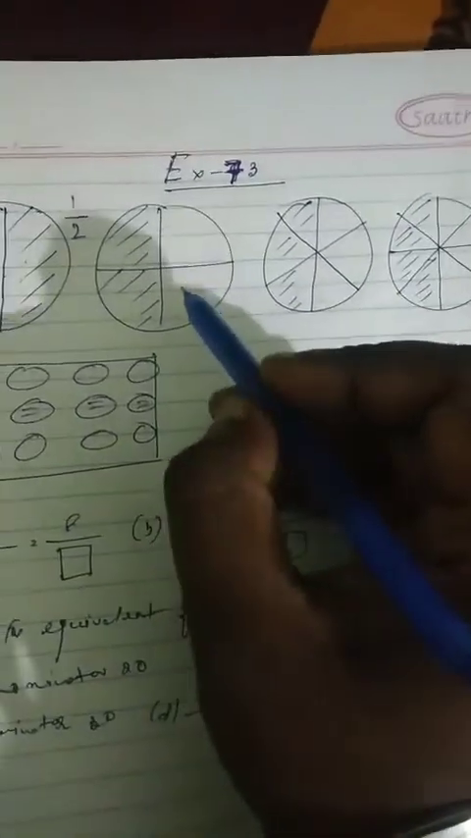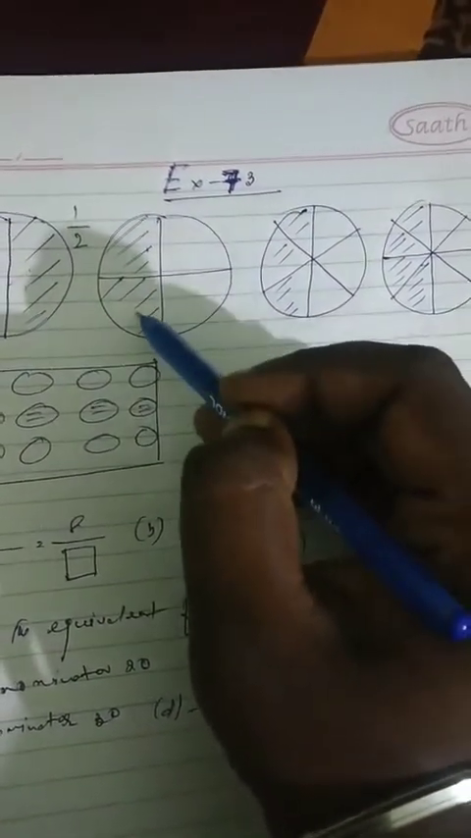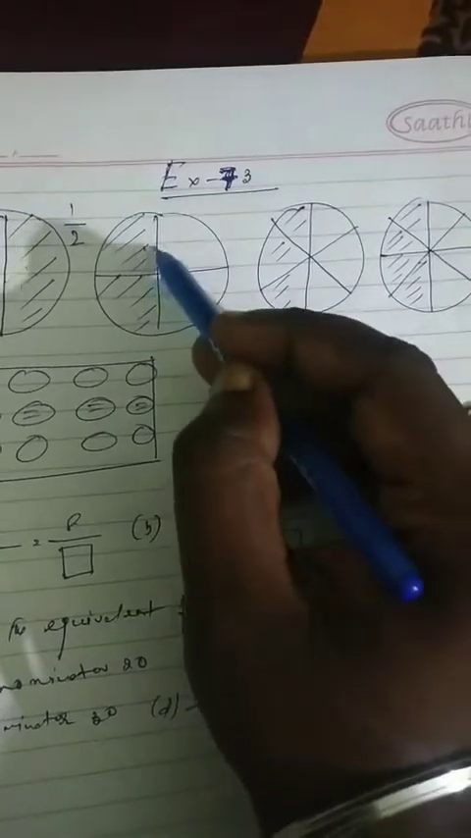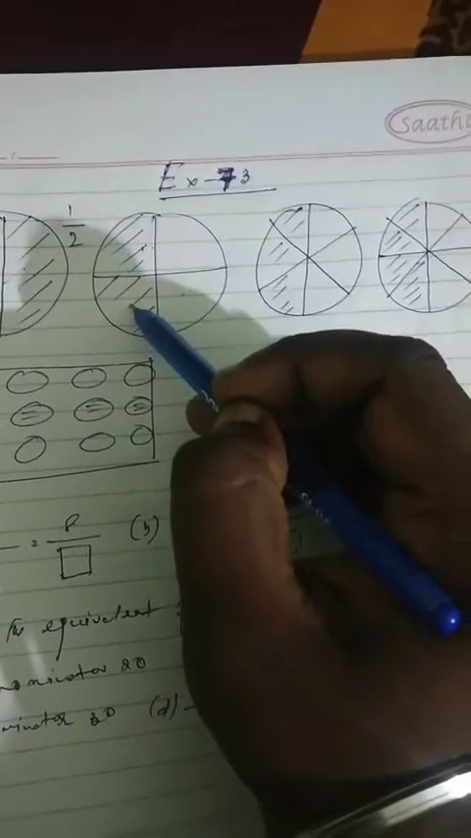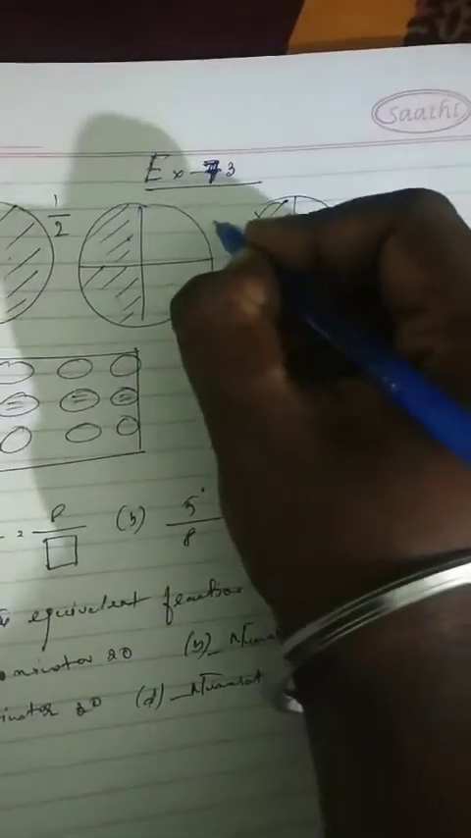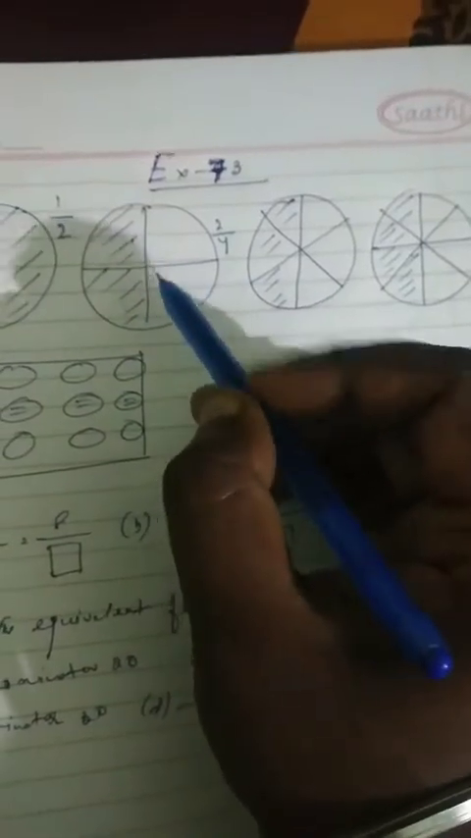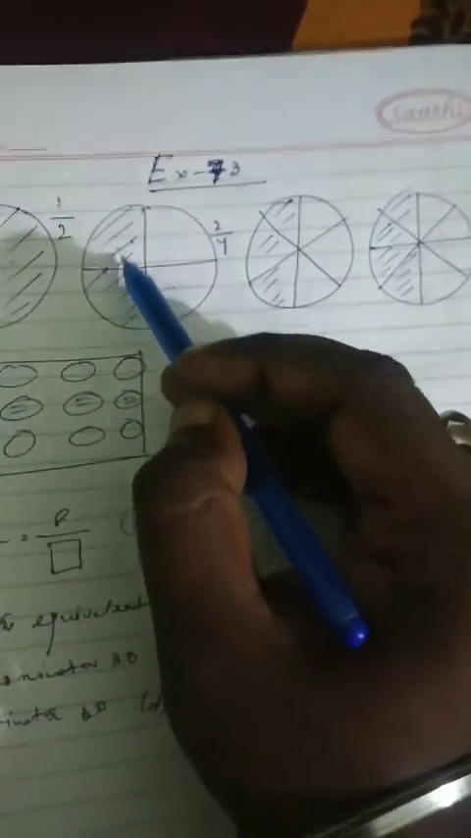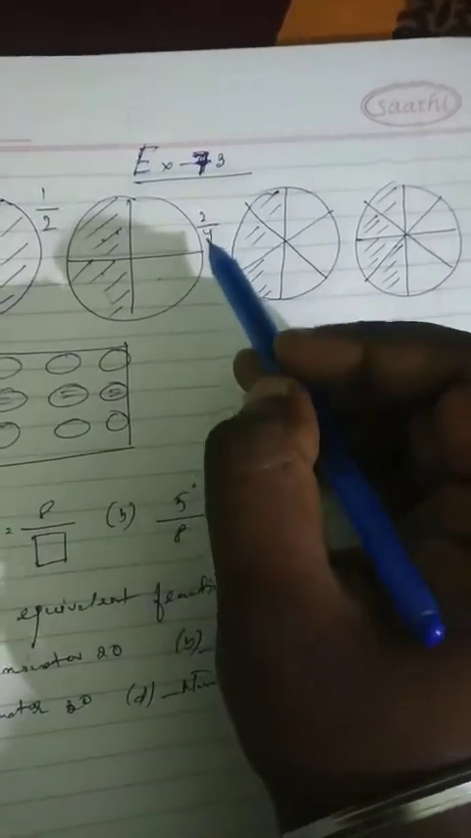Children, in the next figure, as we can see, there are 4 parts. It is divided into 4 equal parts, 1, 2, 3 and 4. Out of these 4 parts, 2 parts are shaded. So the fraction of these 2 parts out of 4 parts is 2 by 4. I repeat, there are 4 equal parts of this particular circle, so the fraction is 2 by 4.